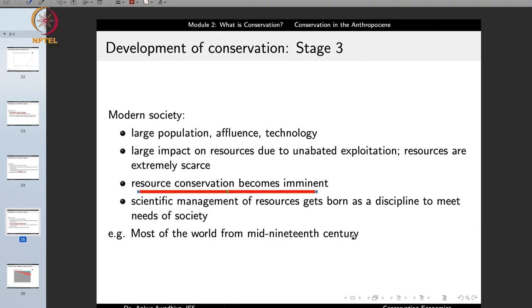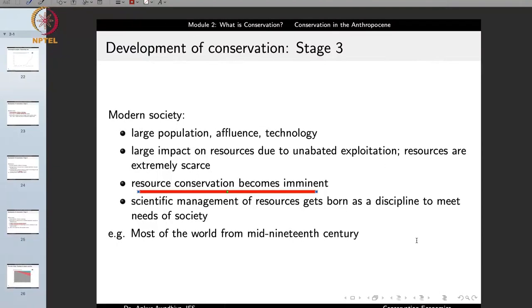We do not have the option of bringing in other lands to get these resources. And so the only option that is left is to conserve what we already have. And so scientific management of resources gets born as a discipline to meet the needs of the society. So the modern society is now putting a lot of emphasis on conservation and on sustainable use of resources.